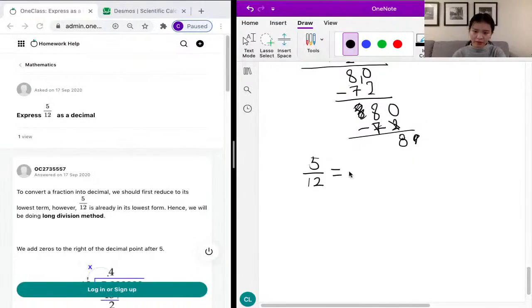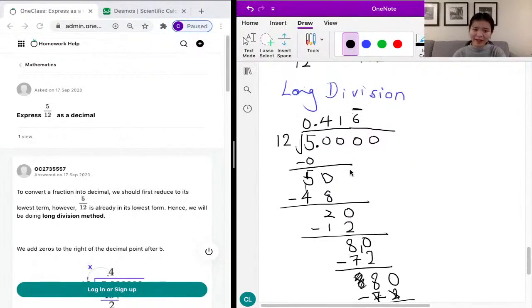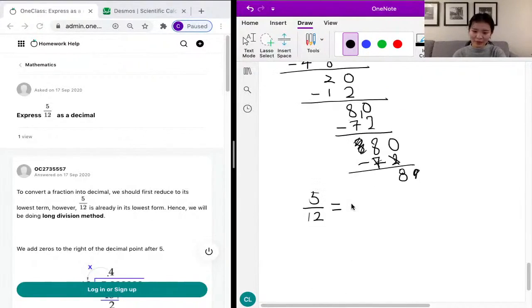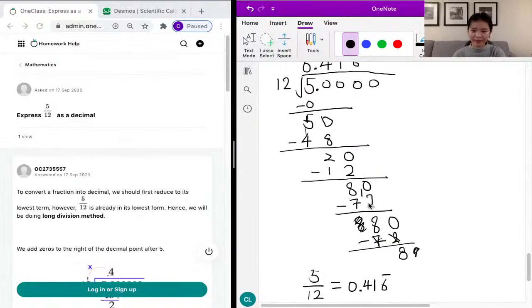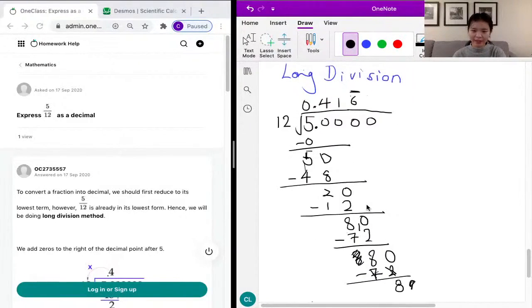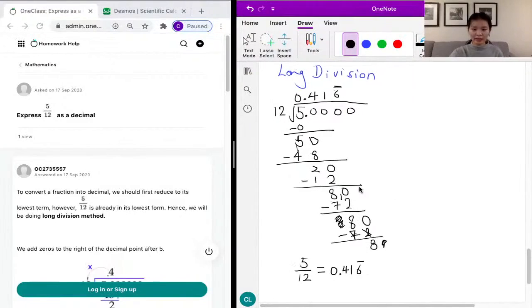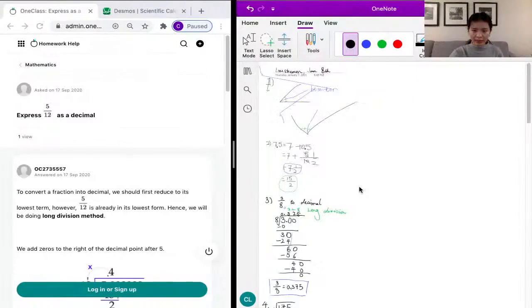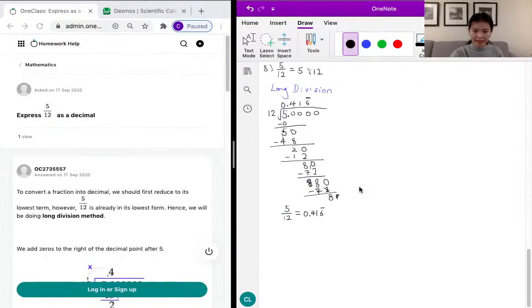So the fraction 5/12 is equal to the decimal 0.416, where the 6 repeats infinitely or indefinitely. Okay, so this is our solution for this problem. Let's look at the sample solution they provided.